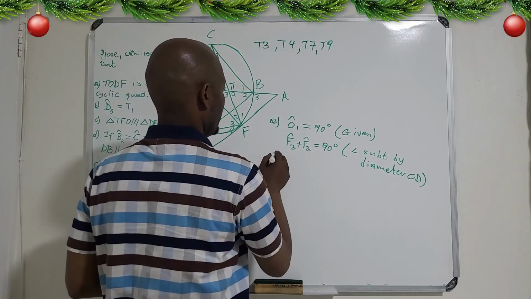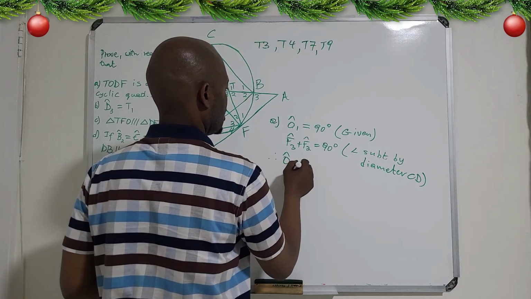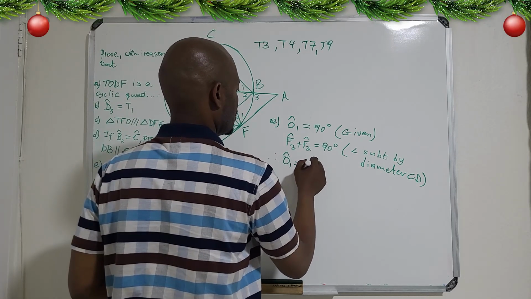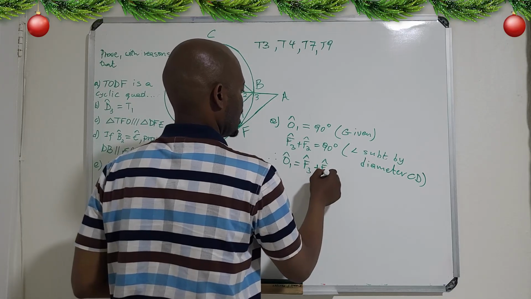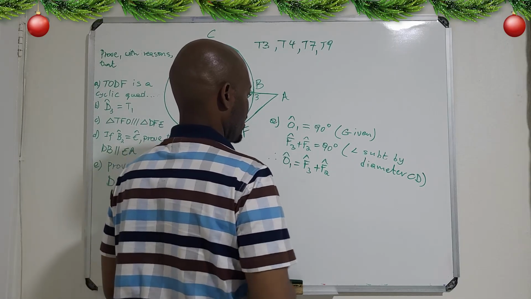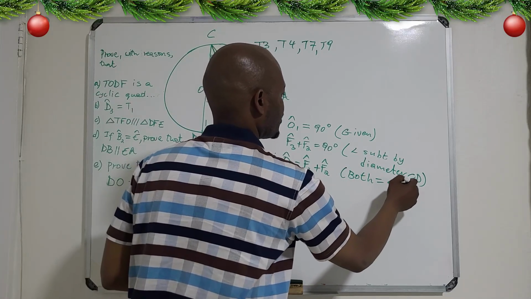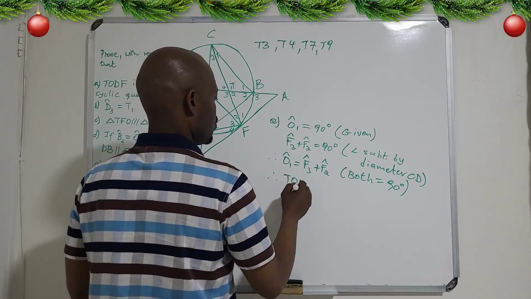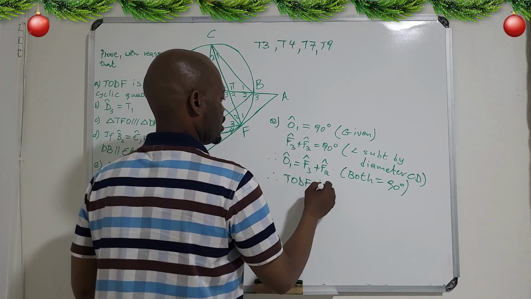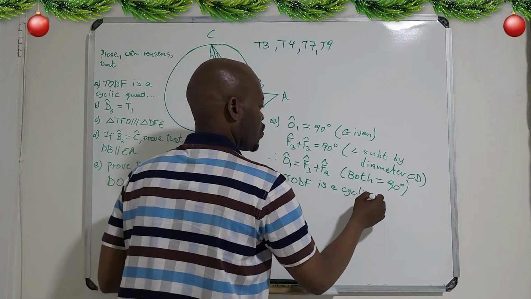Now, therefore, angle O1 is equal to angle F3 plus angle F2. Both equal to 90 degrees. Therefore, TODF is a cyclic quadrilateral.